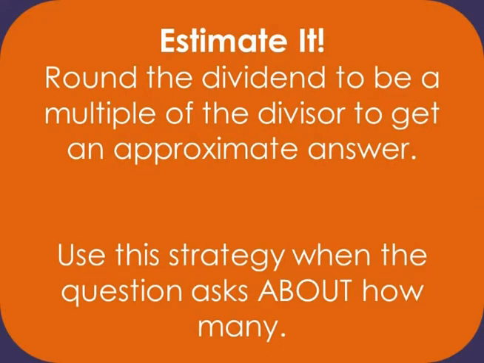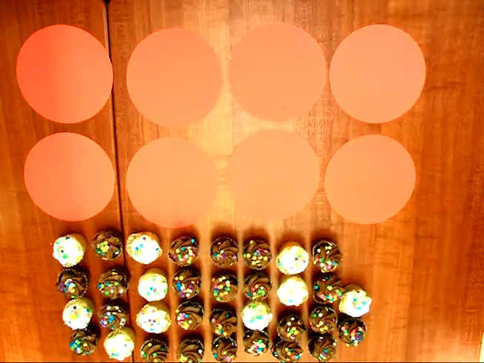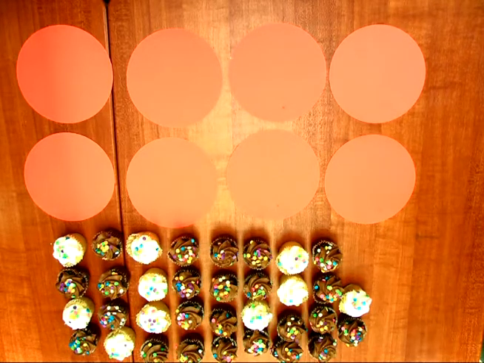Questions that would use this strategy ask students about how many and require students to estimate a reasonable answer given the context. For example, Amber baked 34 cupcakes. She wants to take the cupcakes to school and share them with herself and 7 friends. About how many cupcakes does each person get? Let's go back to our manipulatives. Again, we will use our cupcakes and red circles to represent Amber and her 7 friends.